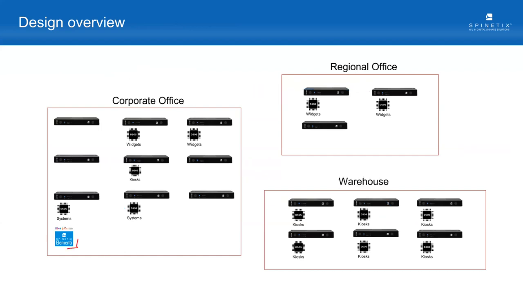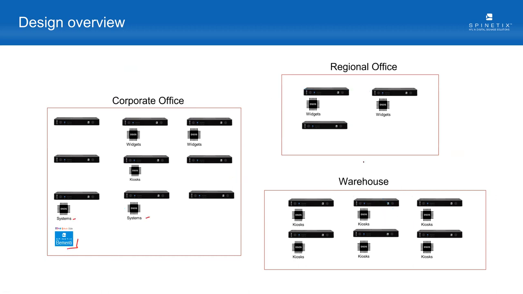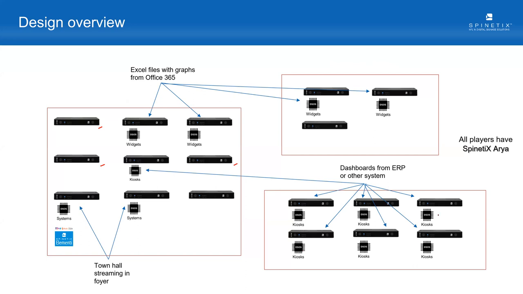Remember that live streaming from a local source, you can do internet streaming just with the kiosk license, but from a local source, you need the systems license. So we added that to these 2 players. And then in the warehouse, that's where all of these systems needed access to a web dashboard from a proprietary system that doesn't feed into Office 365 or G Suite. And for that, we need the kiosks license.